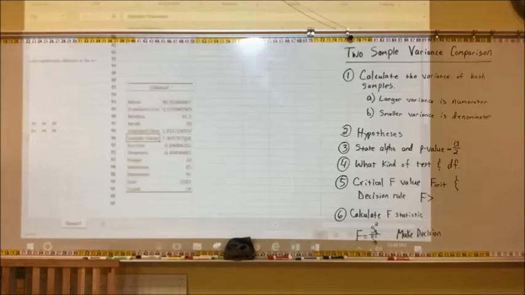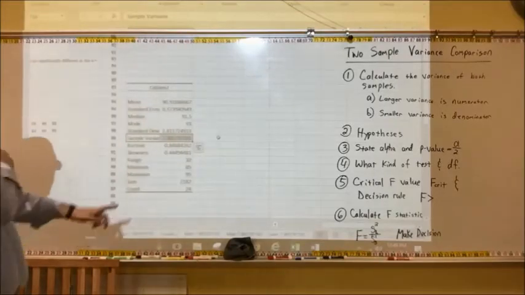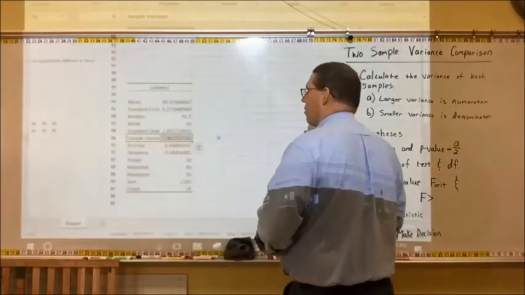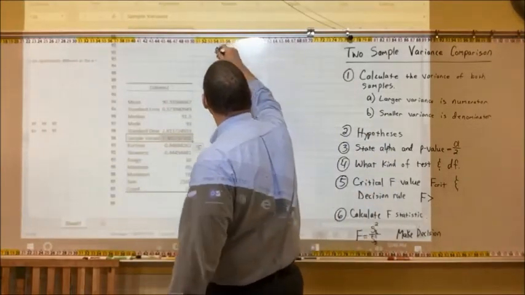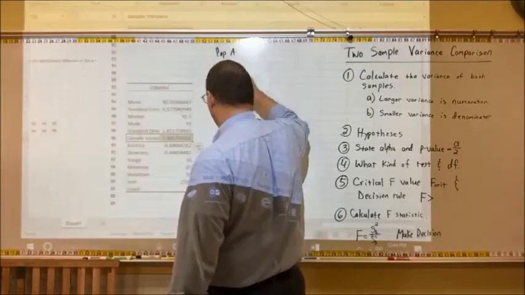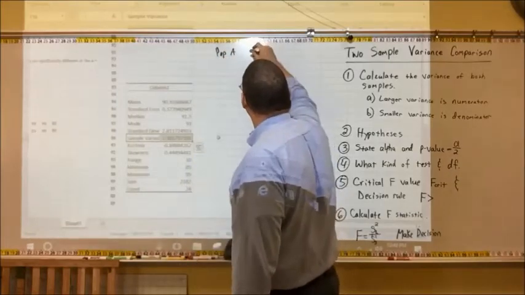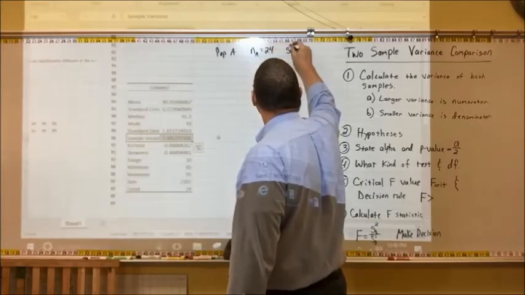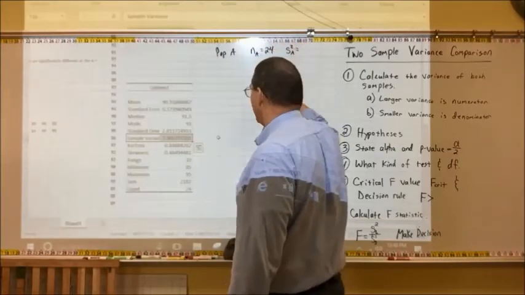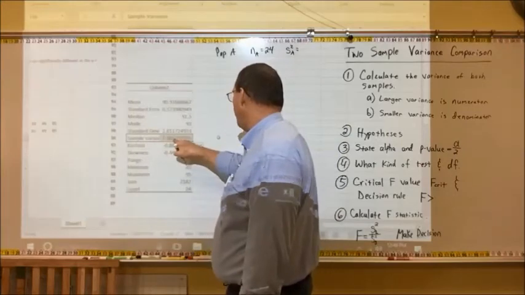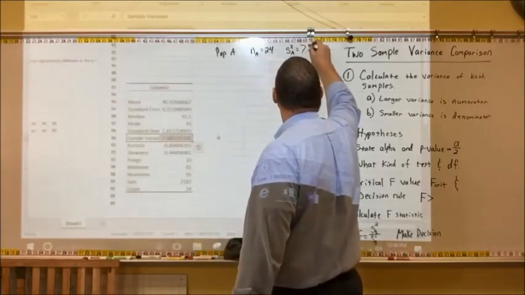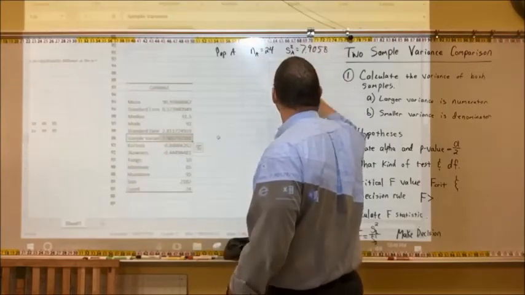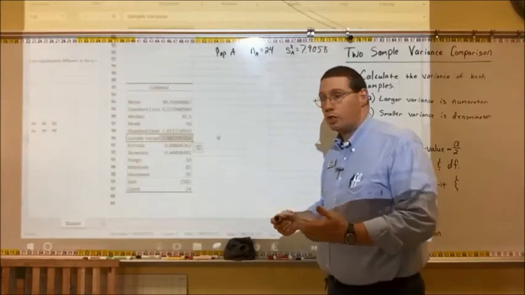Look at that. Sample variance. Here it is. 7.9057. Is that it right here? All right. So this is population A. It has a count of 24. So our sample size for A is 24. And then our variance, S squared, for population A is 7.9058. Okay, now let's do population B.